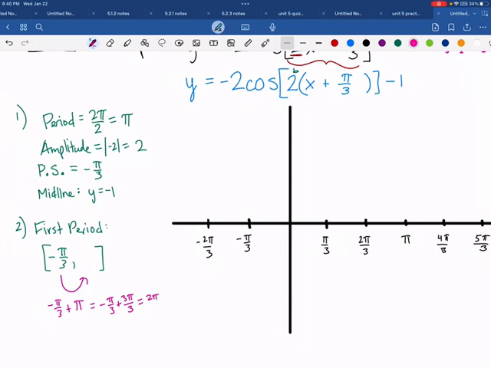Okay, so that tells me that my first period is going to be graphed from negative pi over 3 to 2 pi over 3. And that'll be my first period window. So I'll draw a line to remind myself of that: negative pi over 3 and 2 pi over 3.